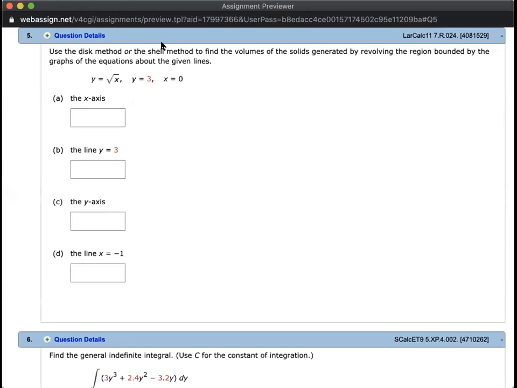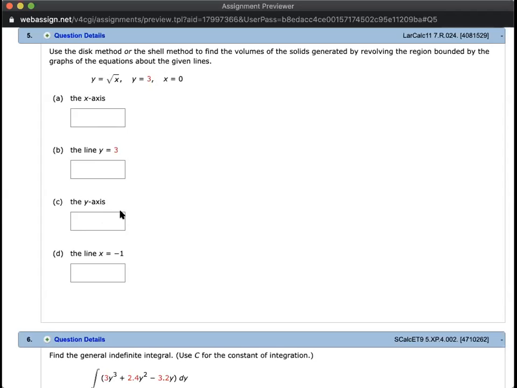So, let's see what number 5 is. I'll go ahead and share this real quick so everybody can see the question. The one that I've got says use the disk method or the shell method to find the volumes of the solids generated by revolving the region bounded by the graphs of the equations about the given line. So about these 4 lines. I'm going to jot this down and then I'll share the screen in just a second.